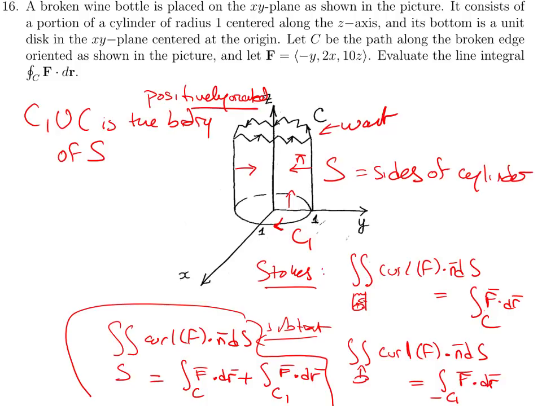Okay. So again, this is the thing we want, the line integral along C. And I've now used Stokes' theorem to express it as a flux integral across S, the side of this bottle, and a line integral along C1 oriented negatively, clockwise, which is something that I understand. So again, let me just now call these things 1 and 2, and let's just go ahead and compute them.